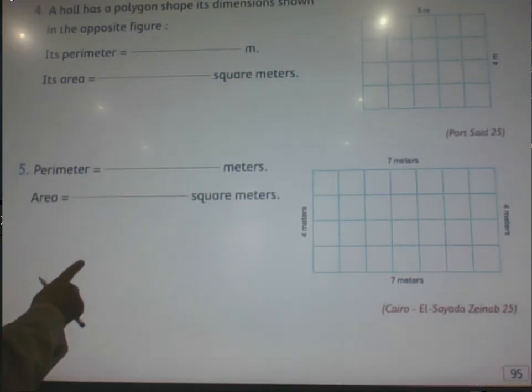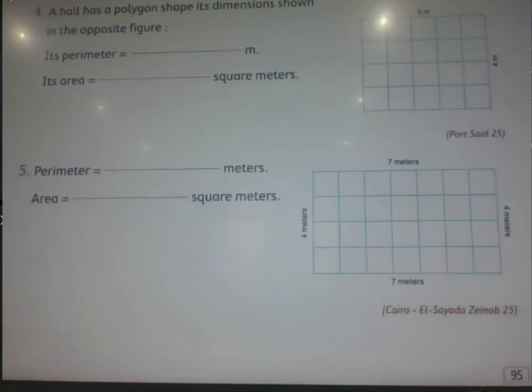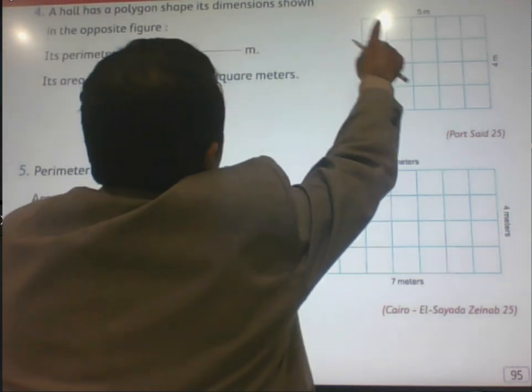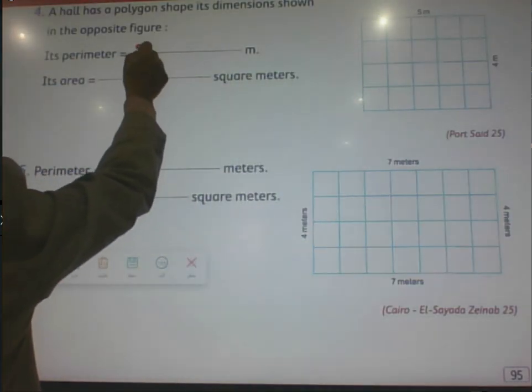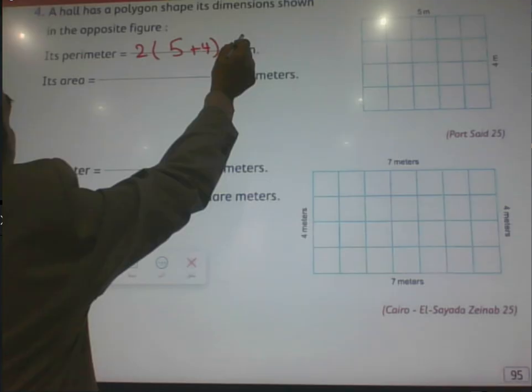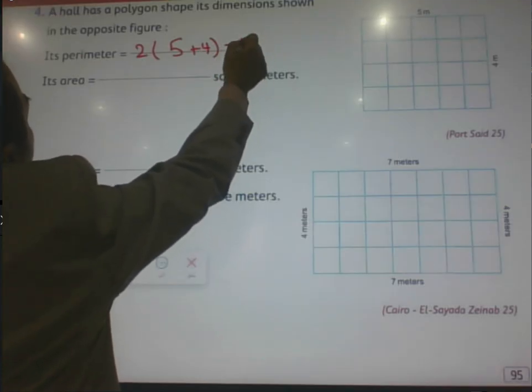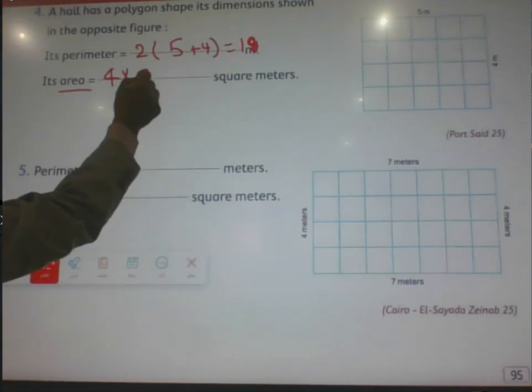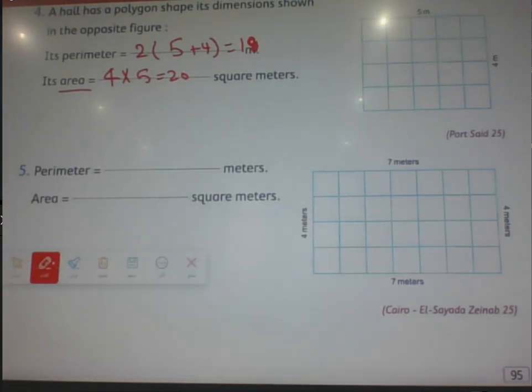Next question. In the opposite polygon here, we have a polygon, and he gave me the two dimensions. He wants to find the perimeter here. The perimeter equals the sum of length and width multiplied by 2. Okay, 5 plus 4 is 9. 9 times 2 equals 18. And the area is the product of two dimensions, 4 times 5 is 20. We have a rectangle, so the area will be 20 square meters.